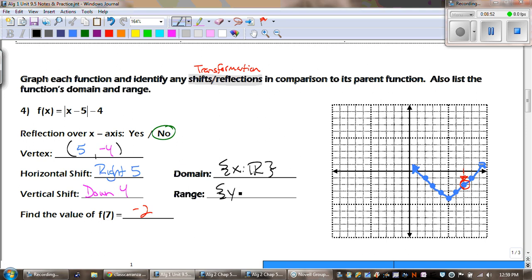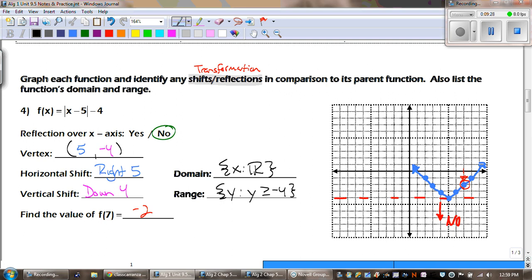But now our y is related to the vertex point. Okay? Because if we look, that value is -4. Does the graph ever go below -4? No, it's always above -4. Okay? So for our range, we would say that y is greater than or equal to -4.